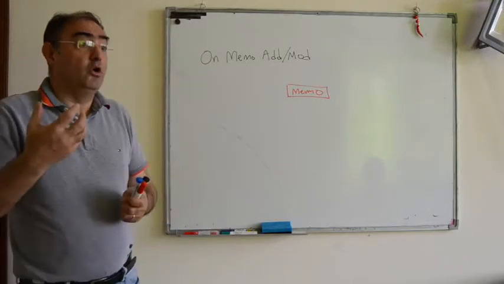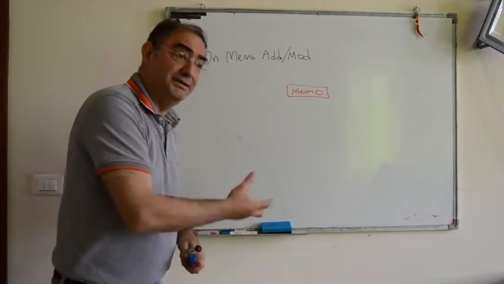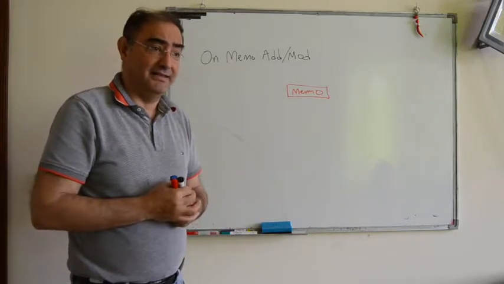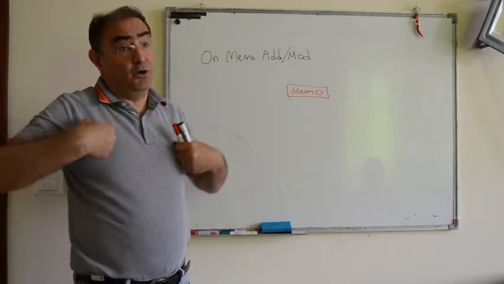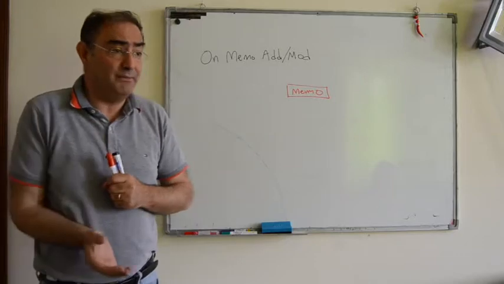Okay? Or you have to make sure, for example, who is the person editing. Remember what we did in the database studies? Okay, who is the person editing? If he's the owner, I would allow him to edit the memo. If he's not the owner, I would not allow him to edit the memo.